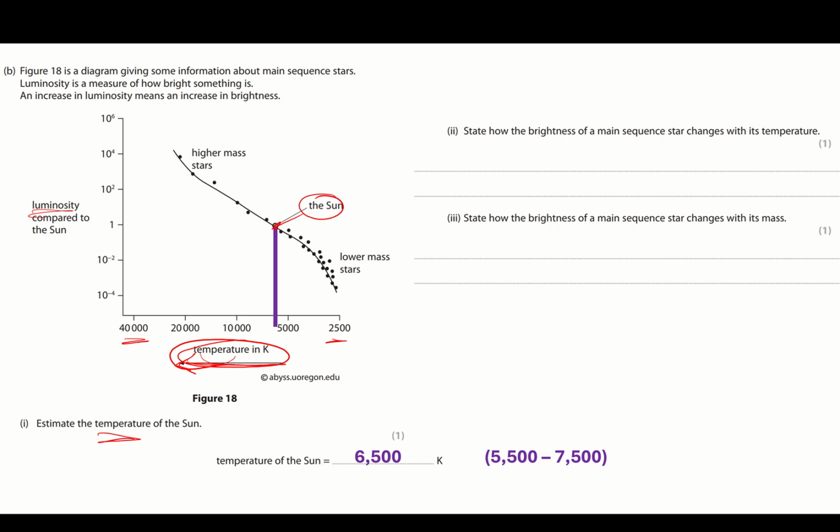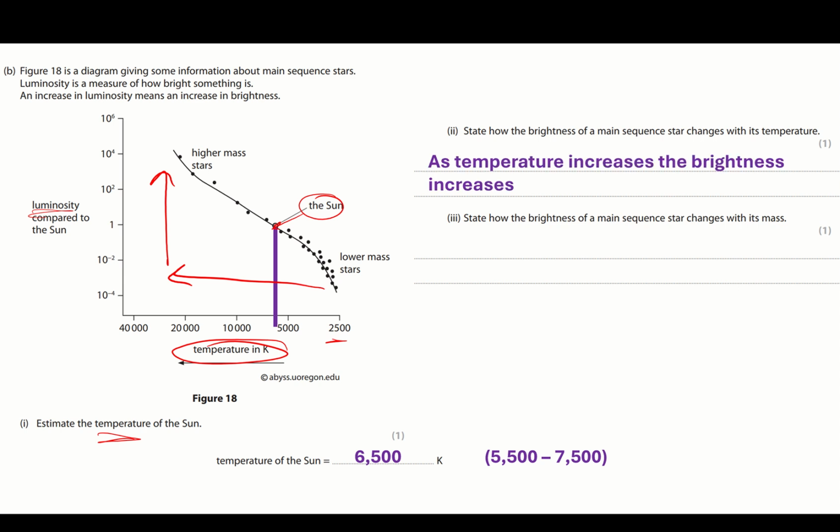State how the brightness of the main sequence changes. So what can we see? Well, it's getting brighter that way as we get an increase in temperature. And again, it's that stupid change of scale here to try and catch you out. So as the temperature increases, the brightness increases. It's more luminous, gives off more light.